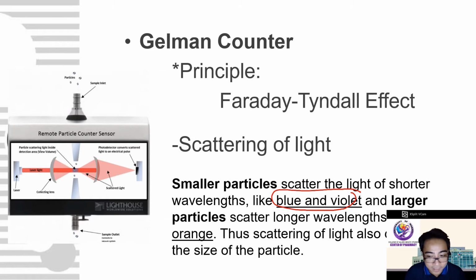Pero kung yung particle na yun, class, emits wavelengths, or colors like red and orange, then that would mean, class, that the particle size is large. Alright? Okay.